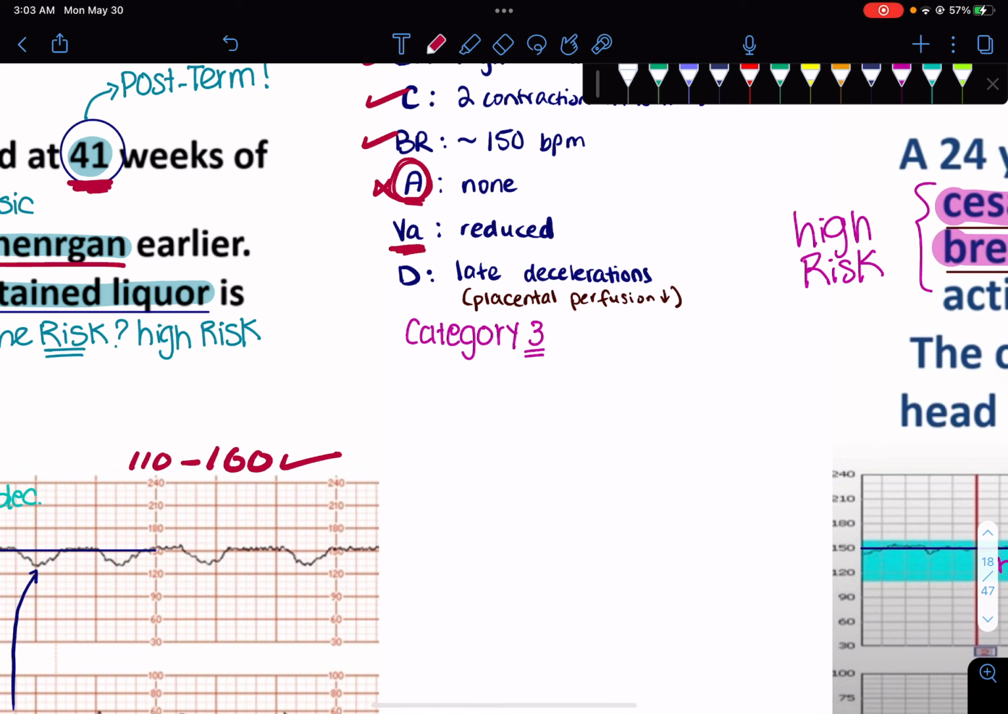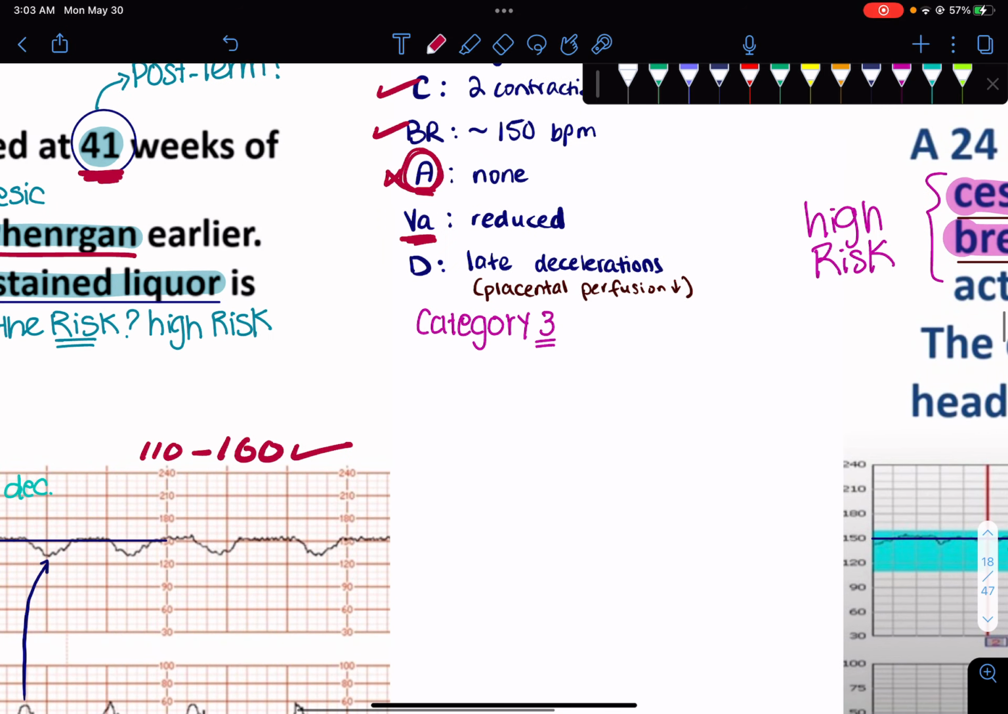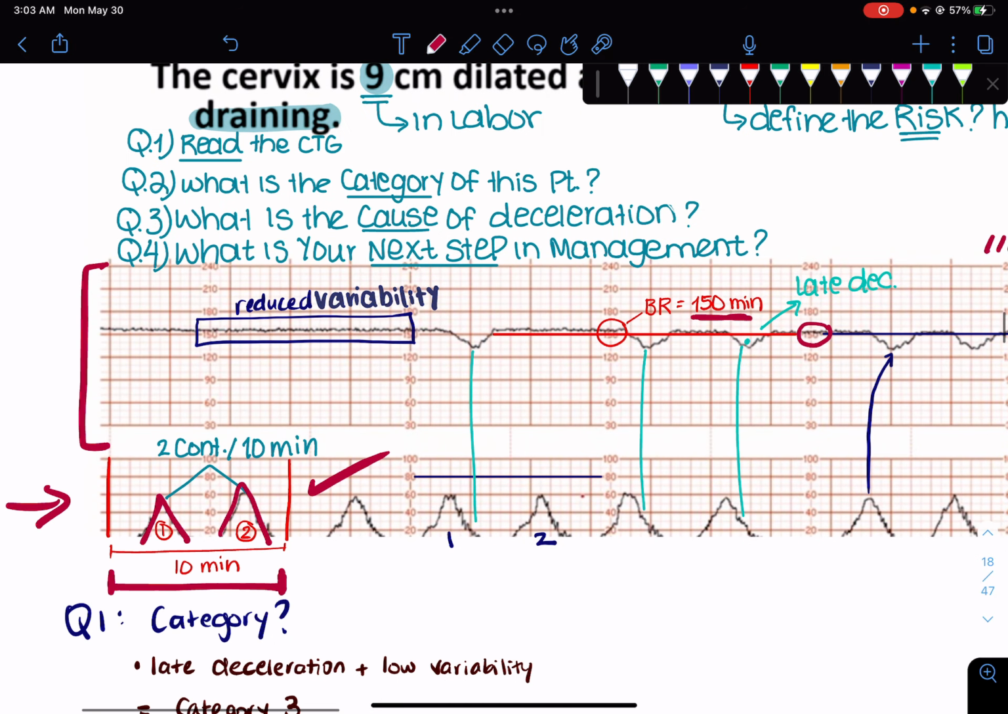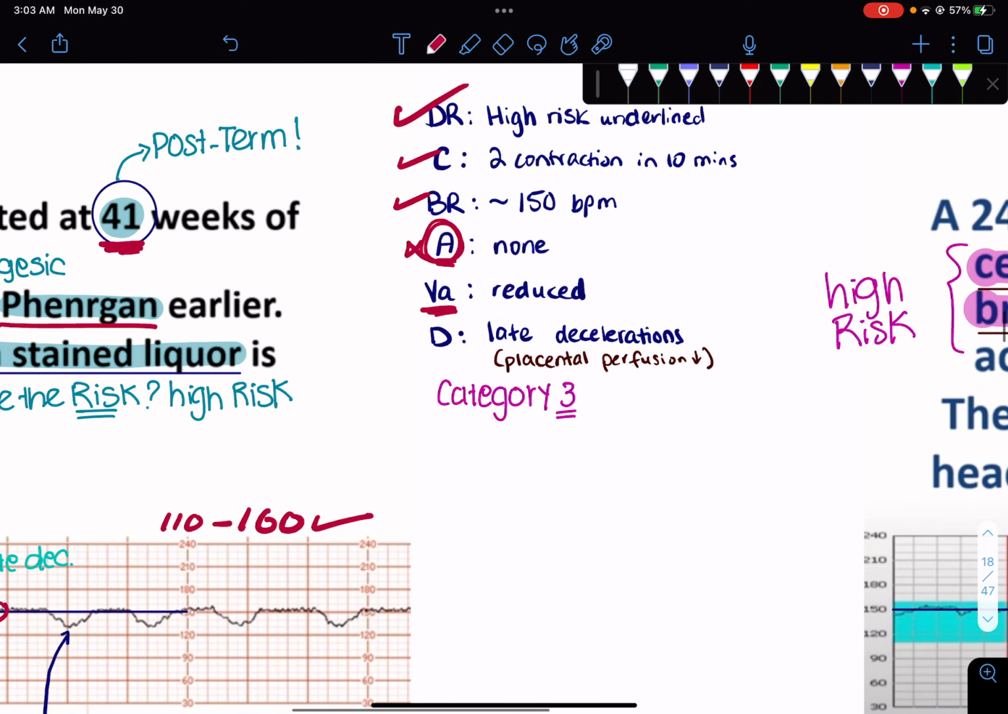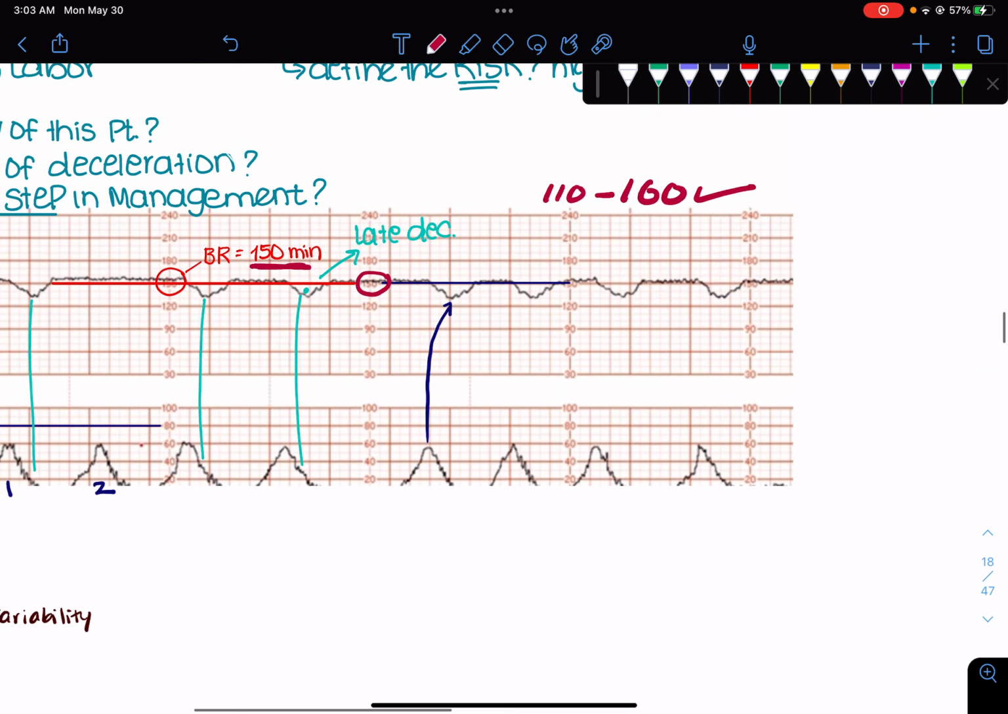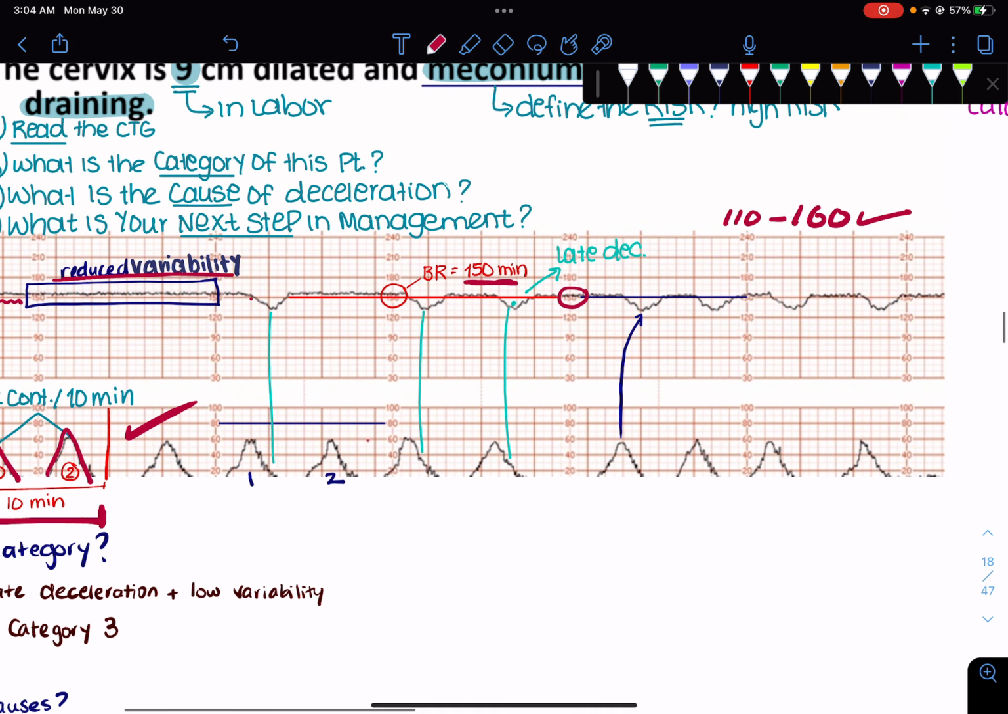طيب, بعدين عندنا variability. We want to see if she has normal variability or a reduced one. So هنا variability we can see it is very reduced. So reduced variability. حلو. What about the deceleration? هل she has a deceleration or not? So if she had a deceleration, which type? So she has decelerations هنا, يعني بعد uterine contraction حصلت deceleration. So this is considered a late deceleration.